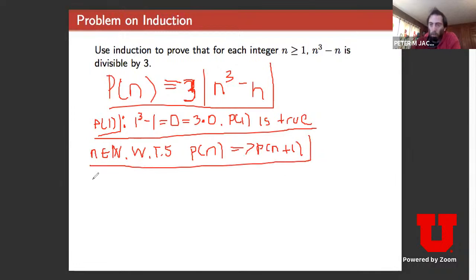So what is the goal? Let's assume P of n. Okay, so n is some natural number, and we've just assumed P of n. We want to show P of n plus 1. So what is P of n plus 1? Does anyone want to say, in the chat or shout out, what we want to show right now?